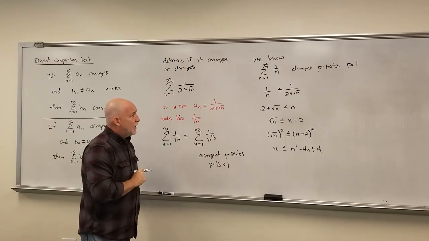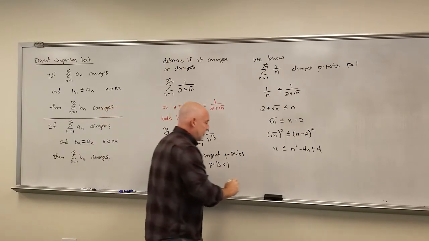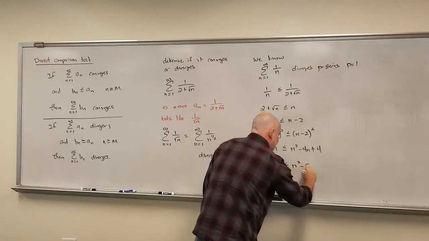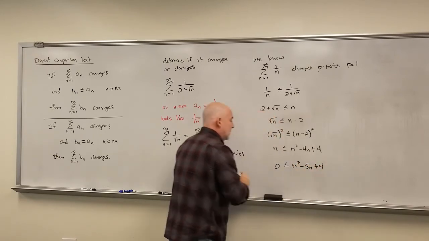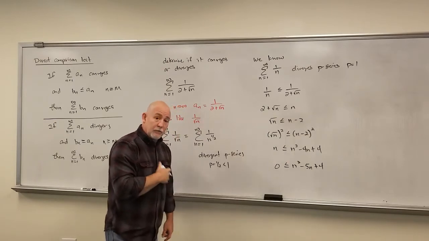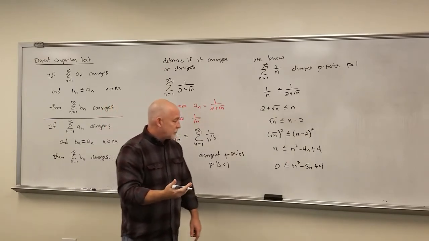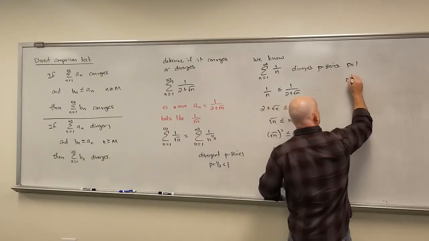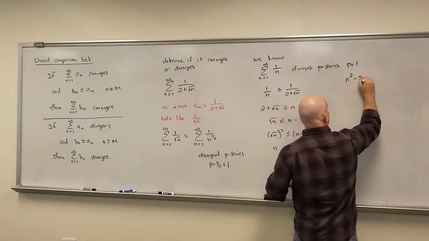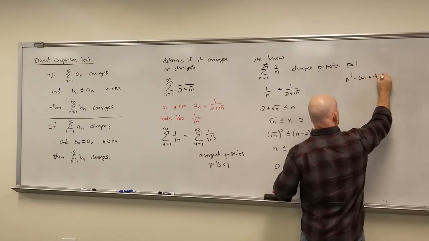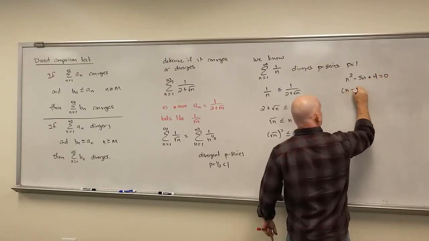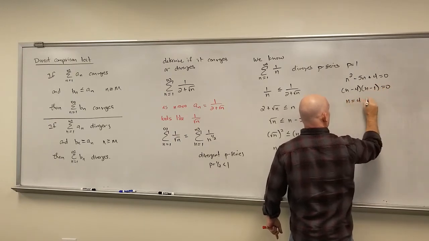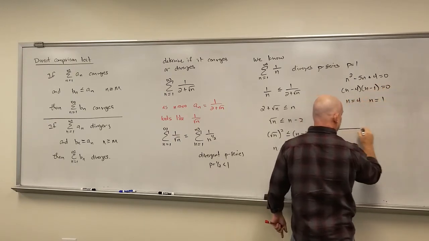Well, now that's just a polynomial inequality, so I can move everything to one side. n squared minus 5n plus 4, and try to solve this. Now, hopefully you remember how to solve this. The easiest way that I can tell you is, let's ignore the inequality part first. So really I'm going to just try to solve n squared minus 5n plus 4 equals 0. That's n minus 4, n minus 1 equals 0. So we get n is 4, n is equal to 1.